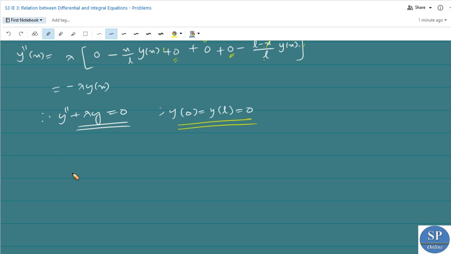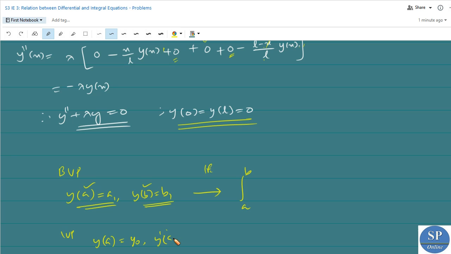The important thing is that in a boundary value problem we are given y(a) = a1 and y(b) = b1, so we are given boundary conditions. The corresponding integral equation will be a Fredholm integral equation, with the integral from a to b. For an initial value problem, we are given only y(a) = y0 and y'(a) = y0', that is, only initial points. The corresponding integral equation will run from a to x, so this is the Volterra integral equation, and the other was the Fredholm integral equation.